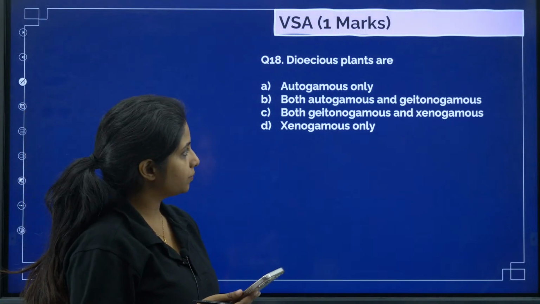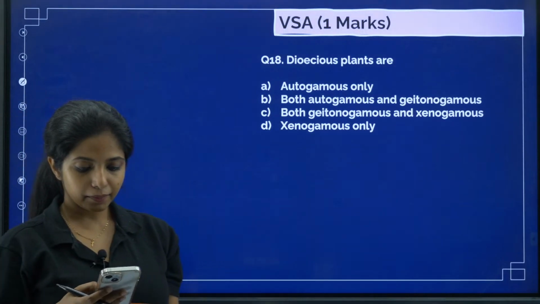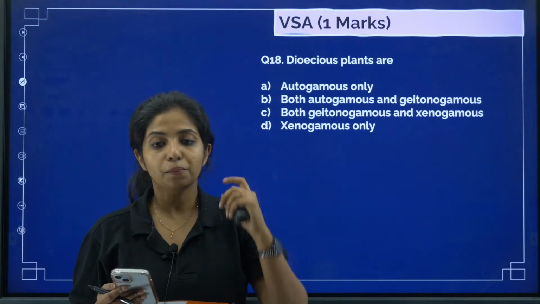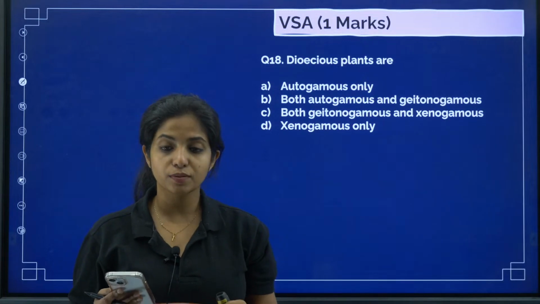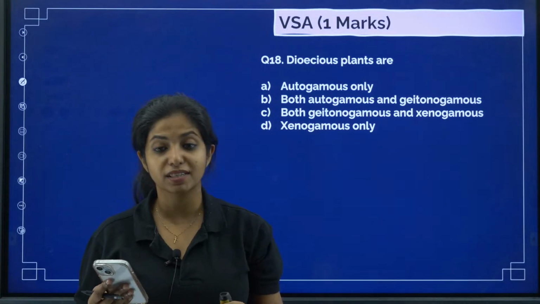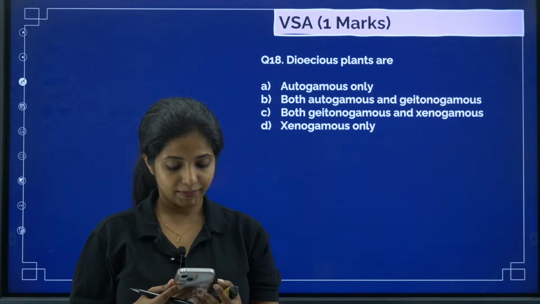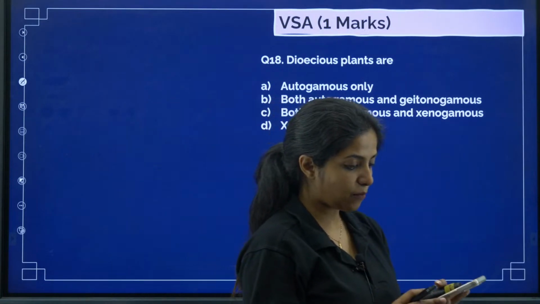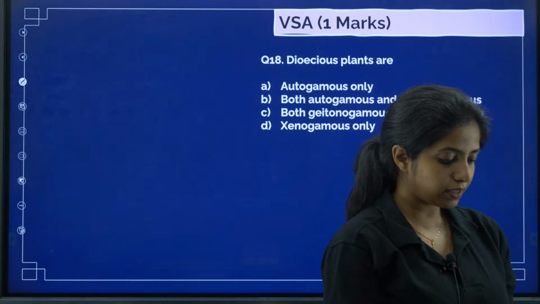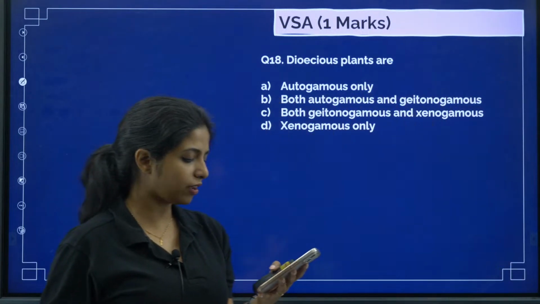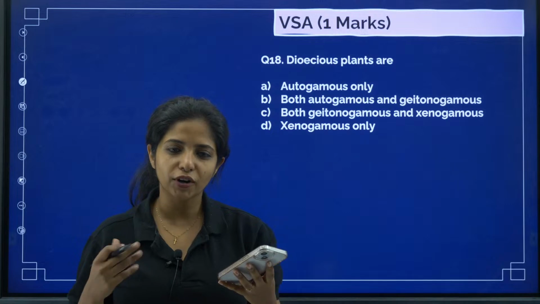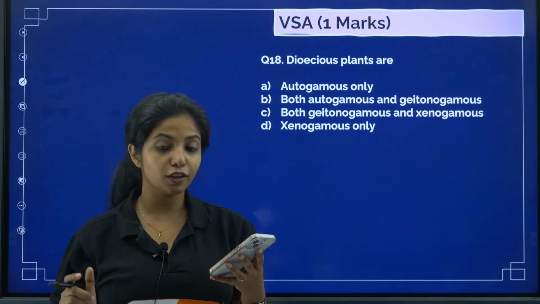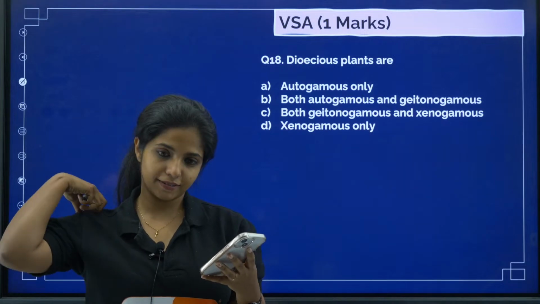Dioecious plants are, tell me the answer for this. Dioecious plants are: autogamous only, both autogamous and geitonogamous, both geitonogamous and xenogamous, xenogamous only. What do you mean by dioecious plants? Since you were talking about easy questions, it's not difficult, but some people usually forget it. So dioecious plants, what do you mean by that term? If you know, you will be able to answer it.